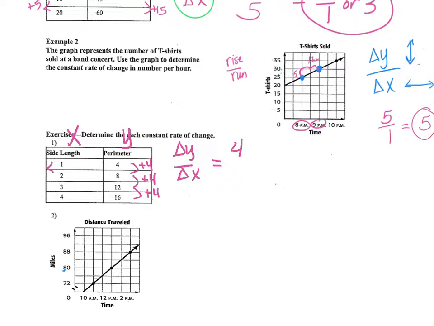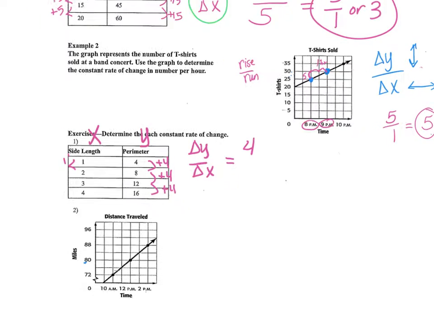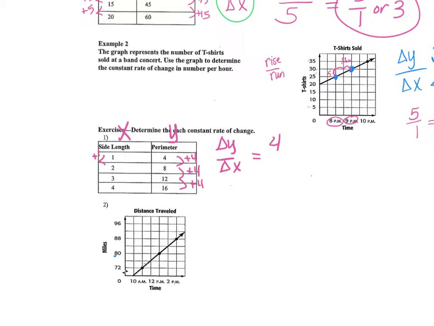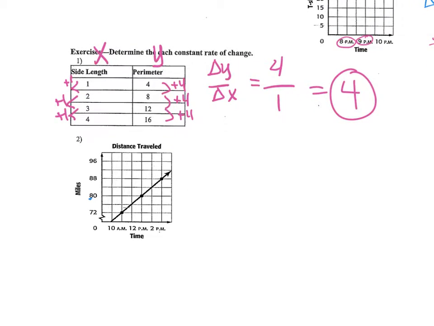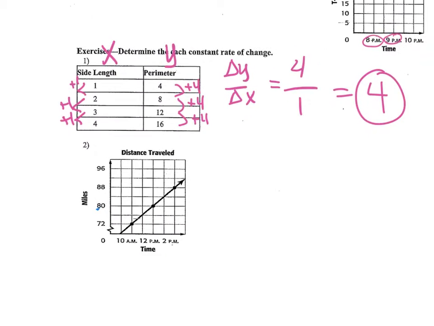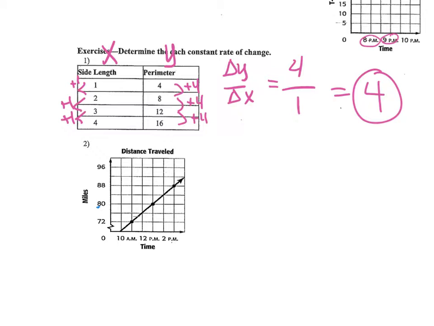So then your x values, they're going up by 1 each time. Plus 1, plus 1. So my change in y value is 4. It went up by 4 each time. And my x value went up by 1 each time. So my rate of change is just 4. We reduced that. For me, the inside-out tables are a lot easier than the graphs.